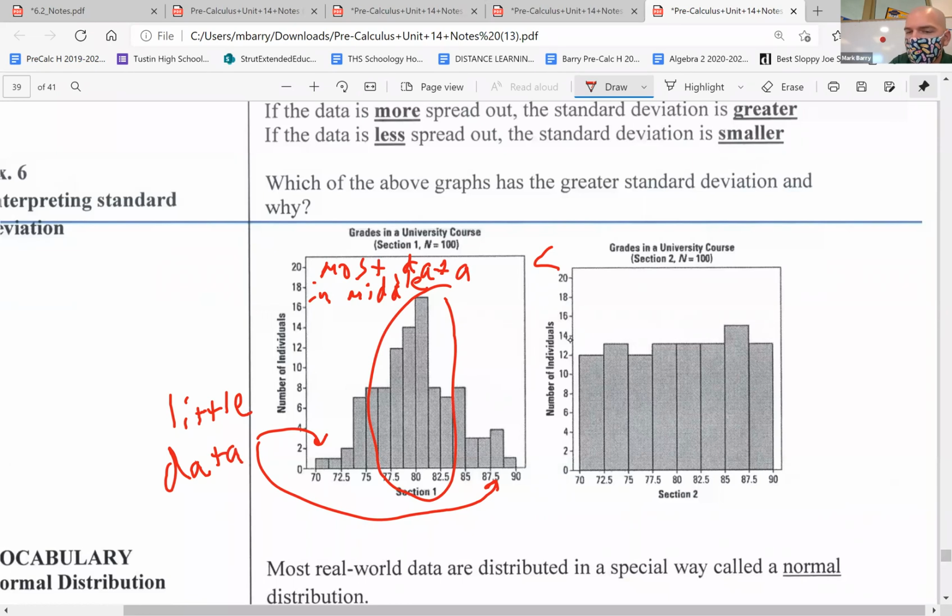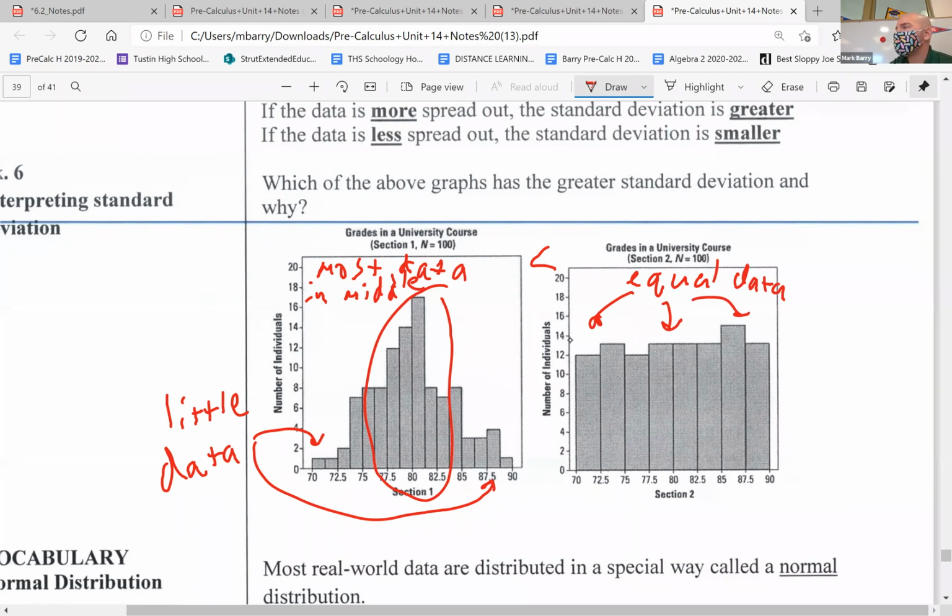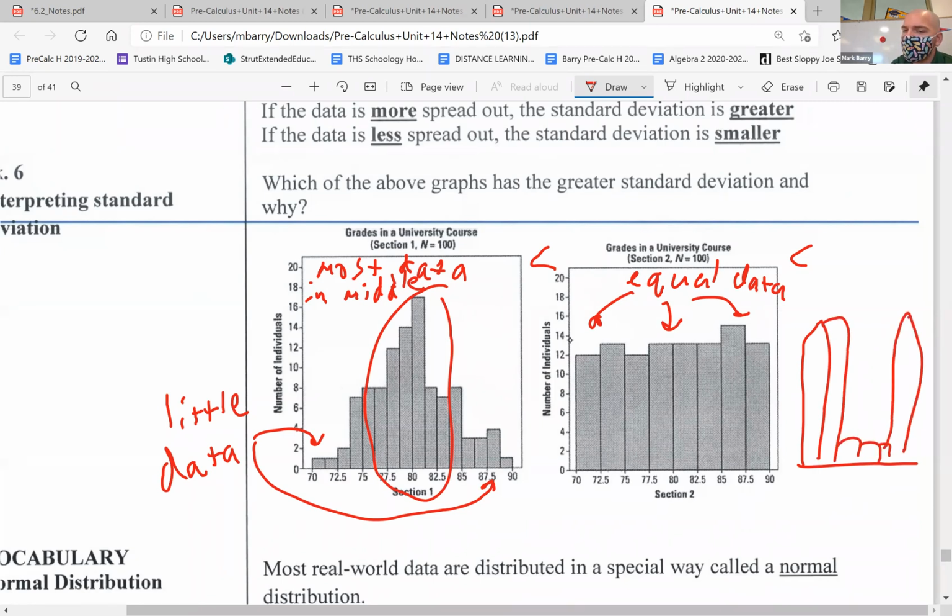This one's a greater standard deviation because we kind of have equal amounts of data on the outsides, in the middle, and on the outsides, okay? Now, if we wanted an even bigger standard deviation, it would be like a lot of data on the outsides and a little data in the middle. This would be even bigger, okay? So if the data's in the middle, that's a small standard deviation. If it's kind of equally spread out, that's a little bit bigger. If it's all on the outside, that's the biggest.